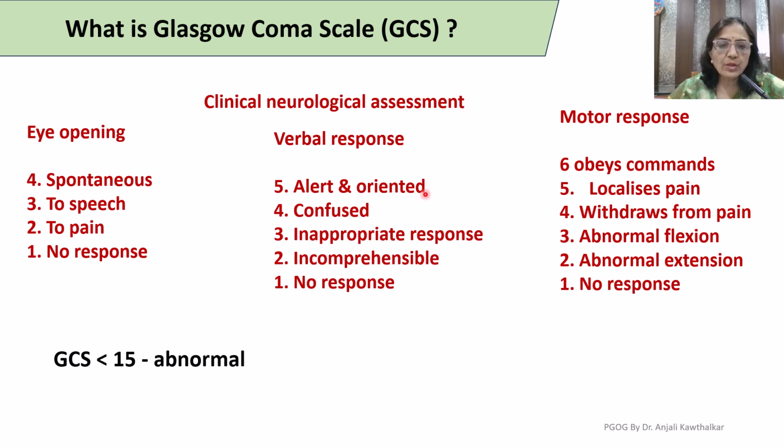So all this together you calculate, and if at any time the Glasgow Coma Scale is less than 15, it is abnormal. It is indicative of an affected mental condition, which is a very important feature of shock. And in the quick SOFA criteria, one of the criteria is to assess the mental status of the patient.